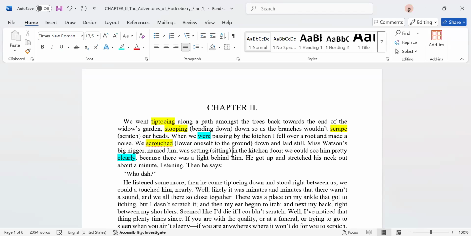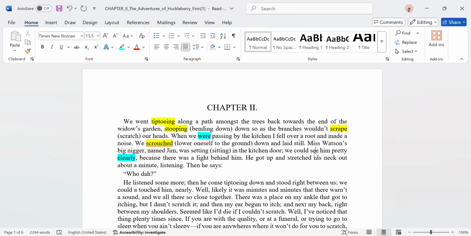When we say see him pretty clearly, we need to know what the main verb is. The main verb here is see. When we're trying to add additional information to a verb, in this context saying pretty clearly, we want to say that we can see him clearly. So the word clearly describes the main verb, which is see.